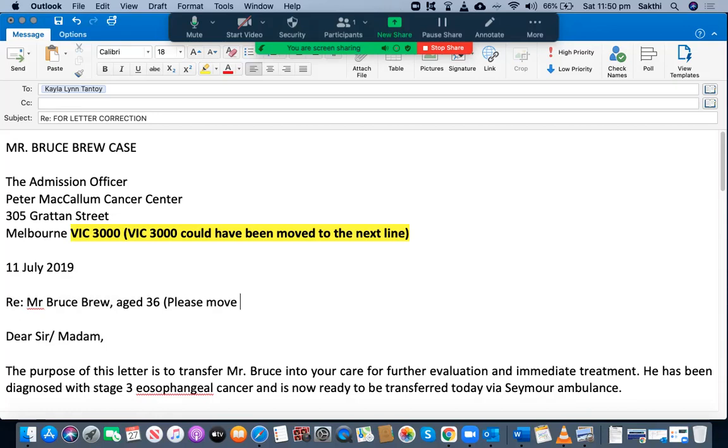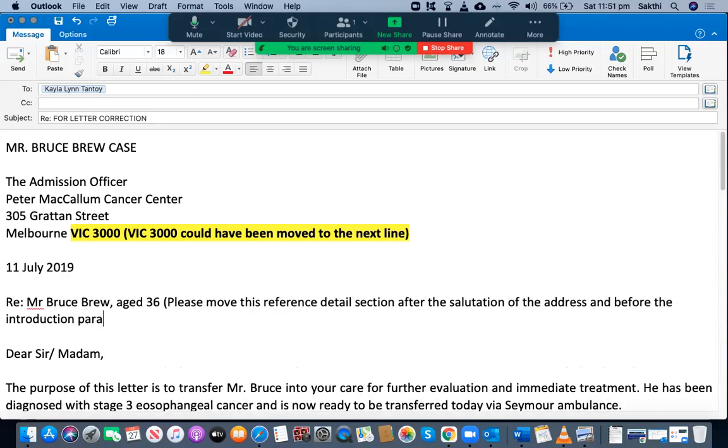Please move this reference detail section after the salutation of the addressee, and before the introduction paragraph. This is what you should have done.